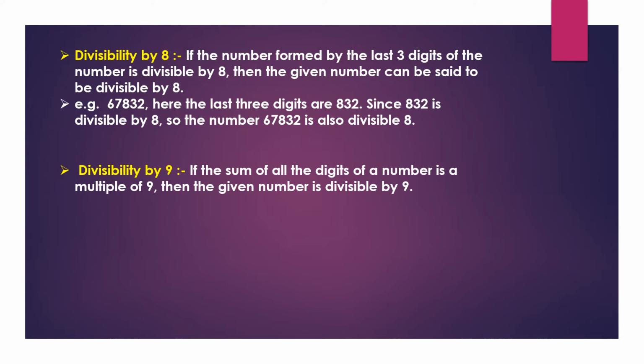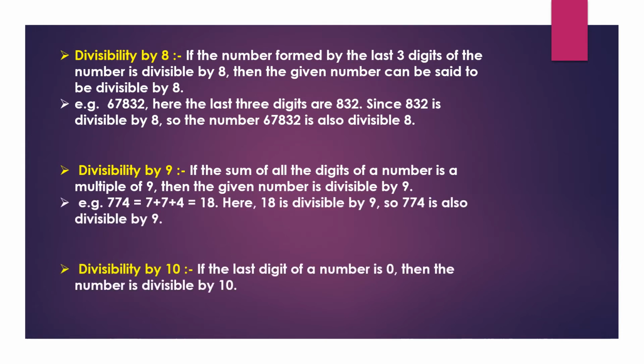Moving forward, let's talk about divisibility by 9. If the sum of all the digits of a number is a multiple of 9, then the given number is divisible by 9. For example, 774 is equal to 7 plus 7 plus 4, which is equal to 18, and here 18 is divisible by 9. So the number 774 is also divisible by 9.